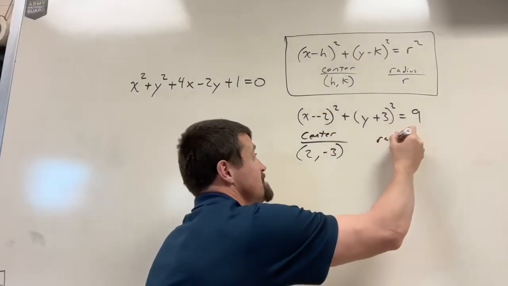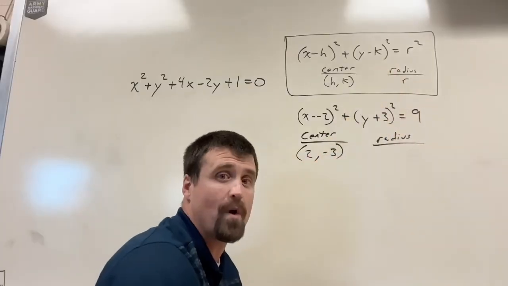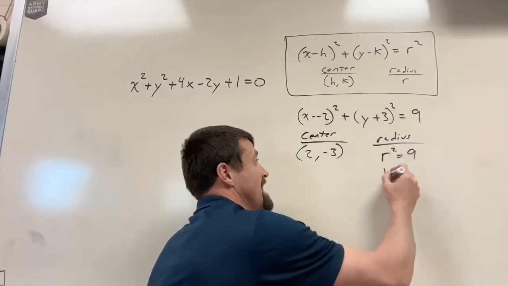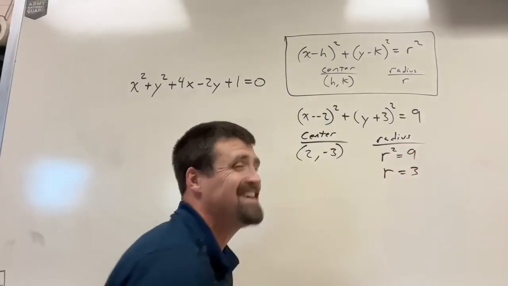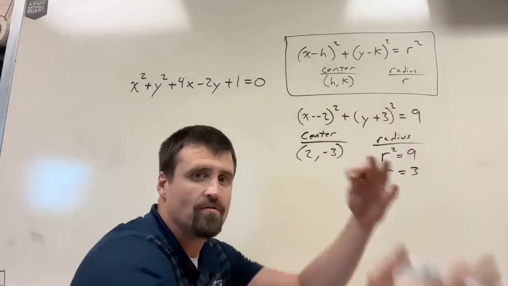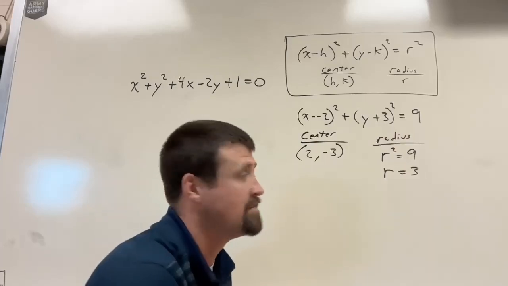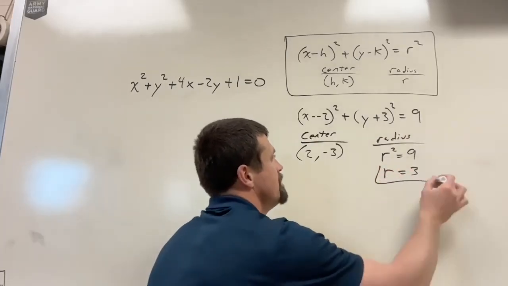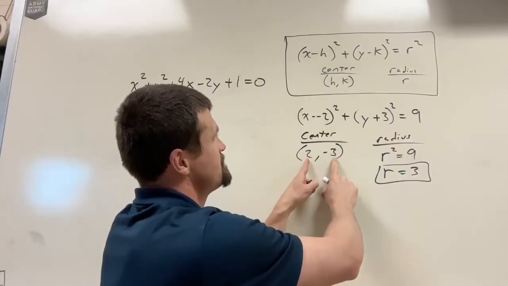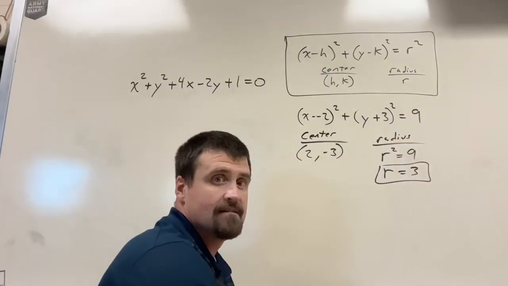For the radius, the 9 is where the r squared is. So our radius squared is going to equal 9, so r is going to equal 3. Technically, it's plus or minus 3, but if we're going in all directions from the center, it doesn't matter whether we go positive or -3, we're going to be on the circle. So, long story short, we change the sign here to get the coordinates of our center. We grab the radius, take the square root of it to get 3.